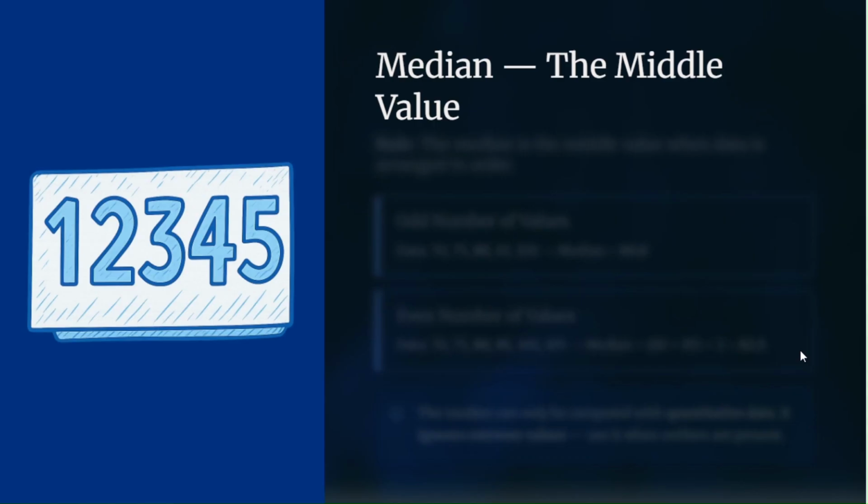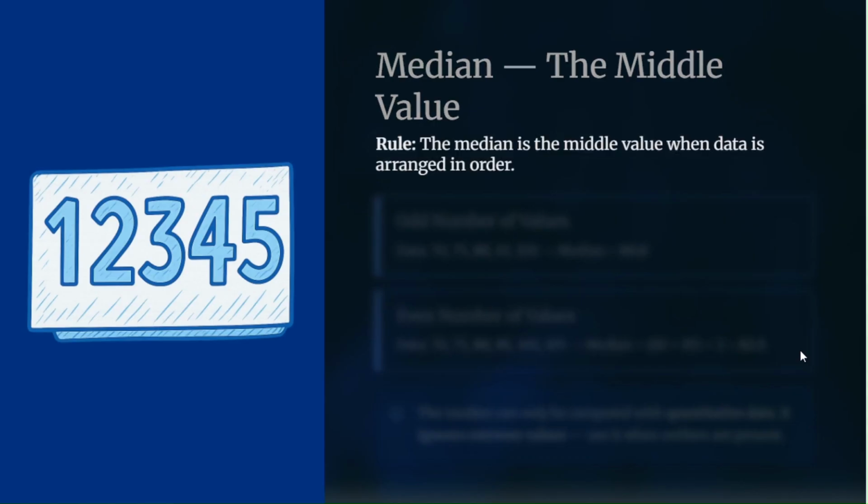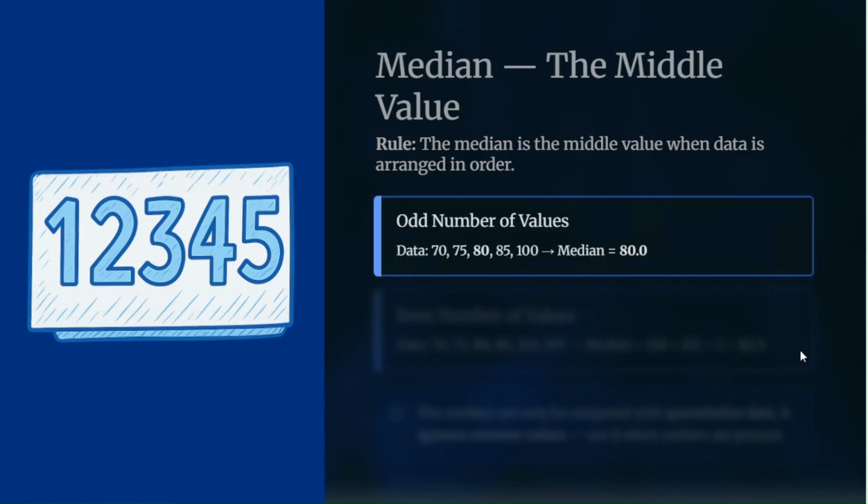The second measure of center we'll look at today is the median. What is the median? The median is the middle value when data is arranged in order. For instance, if we apply the same test scores, 70, 75, 80, 85, and 100, in this case our data is already arranged in order, and we have 5 values. So the middle value in this case is 80, so the median test score would be 80.0.